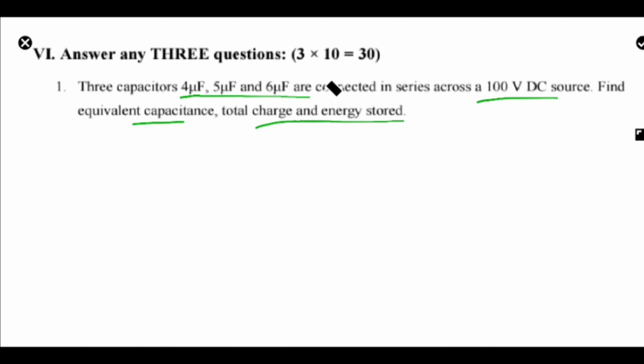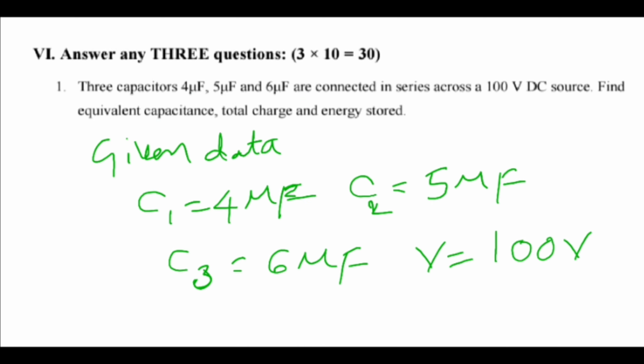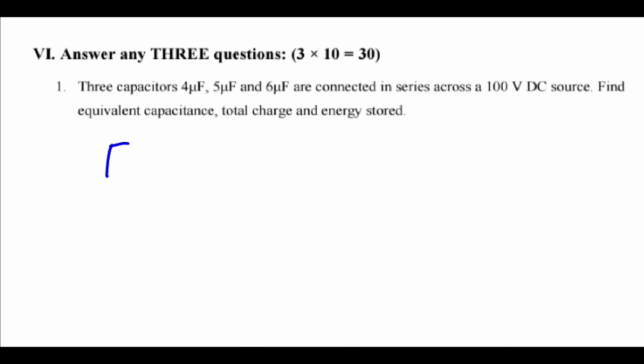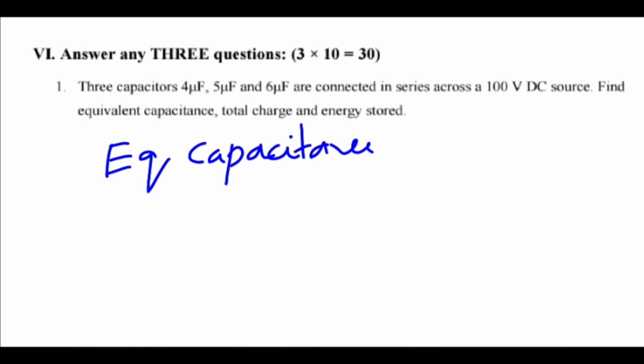First we have to write down the given data. The given data are capacitors C1, C2, C3 and the voltage. We need to find the total equivalent capacitance. So I'll write the formula. The capacitors are connected in series.